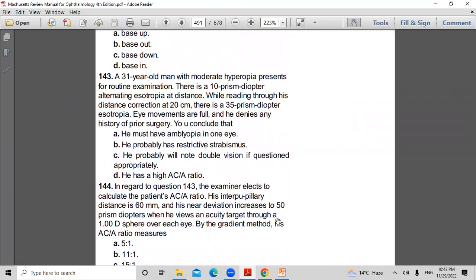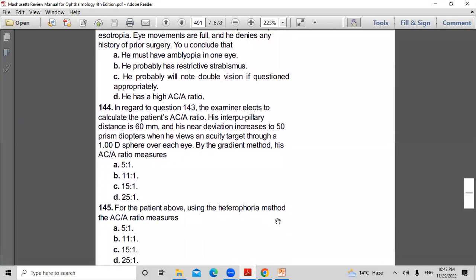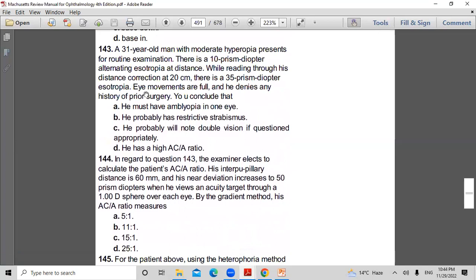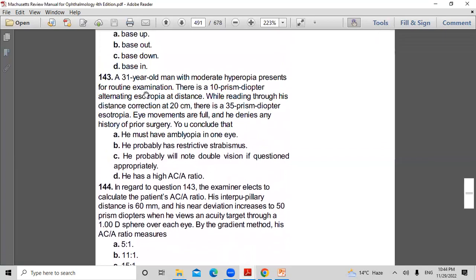31-year-old man with moderate hyperopia presents for routine examination. Sorry, 144. Yes. In regard to question 143, the examiner... No, we should come back to 143. Sorry. Okay, yes.